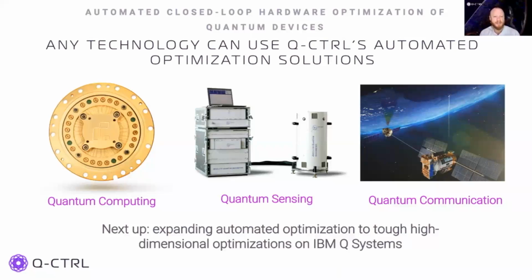In the next presentation, we will explore how closed-loop automated optimization can be used to improve the performance of 2-qubit gates on IBM's superconducting quantum computers.